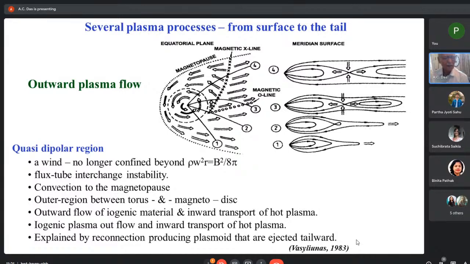And interestingly, these are observed by satellites: the kind of plasma that you can expect from these reactions, either in the case of the flux tube, or the flux interchange instabilities, or in the case of reconnection. Those people who believe in reconnection much more than the other would certainly give enough weight to these aspects of the plasma motions. So this is the kind of plasma motion in the magnetosphere of Jupiter.